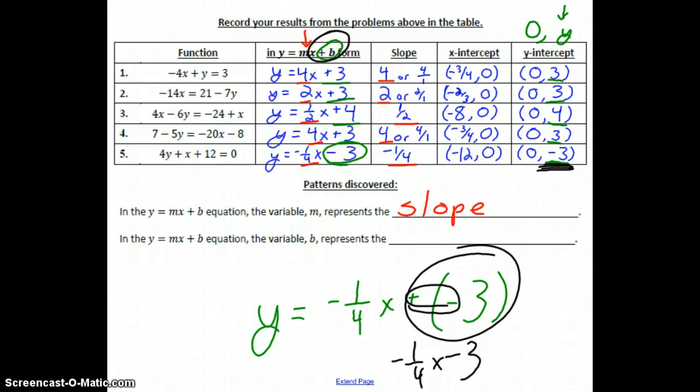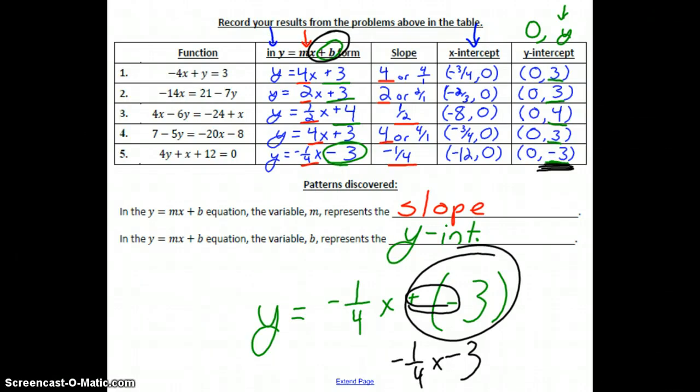So to summarize that one, the b variable is not the slope, but it's the y-intercept. The x-intercept is not in our table anywhere, and that's okay. The x-intercept has nothing to do with this form.